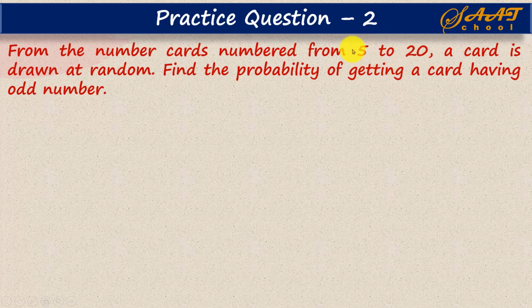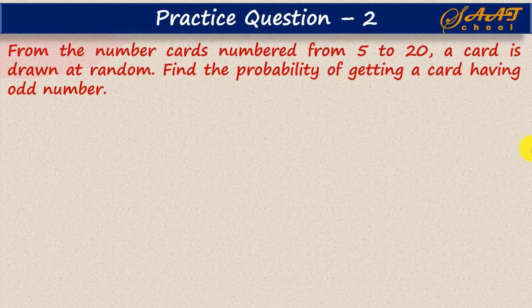Now to find the probability of a card which is odd, second we have to find number of favorable outcomes. Here we are looking for odd numbers from 5 to 20. Now you have to find number of odd numbers from 5 to 20, and that will give you the number of favorable outcomes. Once you have number of favorable outcomes and number of possible outcomes, then you can find probability of getting a card having odd number.